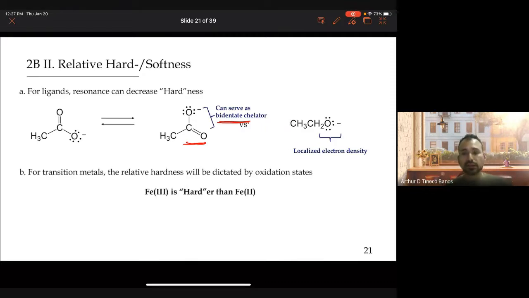Okay, now let's look at the contribution of transition metals here. For transition metals, the relative hardness will be dictated by the oxidation state, where we focus on iron. A difference of one oxidation state is enough to really transform iron from being hard, when we look at it in oxidation state 3, to being intermediate for iron 2. So that one oxidation state difference is enough.